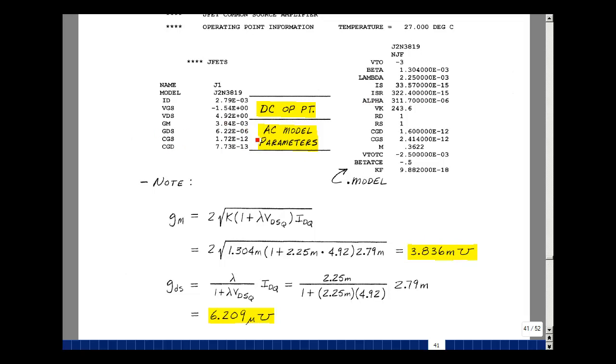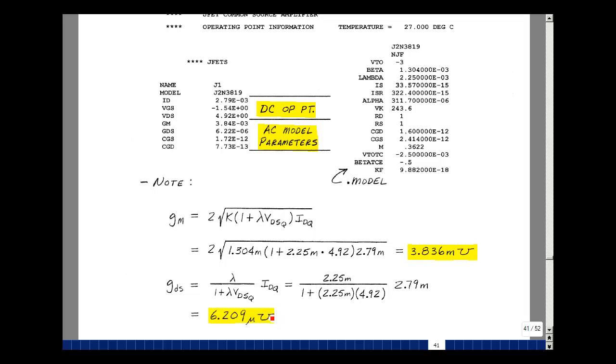The drain to source conductance is here. We had this formula, so let's evaluate it. Lambda was 2.25 milli, and then the drain source voltage was 4.92 volts. We're going to multiply that by, again, IDQ, and I get 6.209 micromhos. Over here, it's 6.22 micromhos. Take the reciprocal of this, it's about 161K.